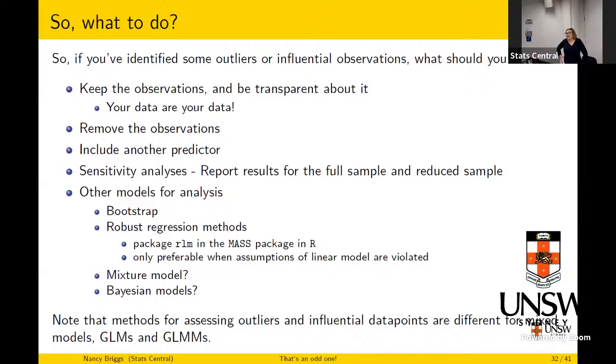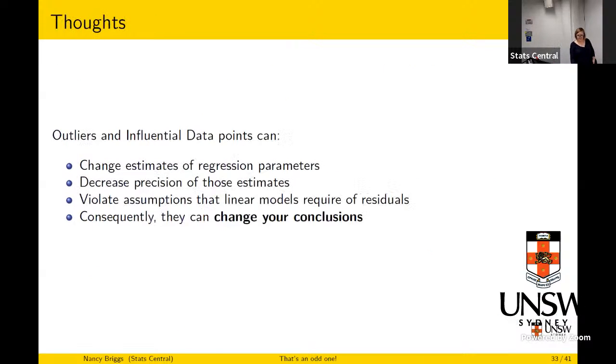Now, I should note that I'm restricting these recommendations to linear models. The same types of things happen when you have cluster data or hierarchical data or non-normal, non-continuous outcomes. But the things that you have to do to look for them might be different. So I've included some references for other types of situations at the end of my slides. Okay, so some thoughts.